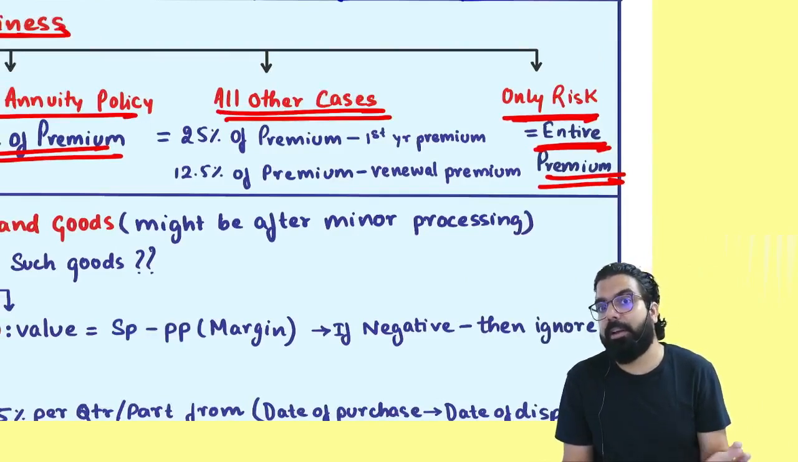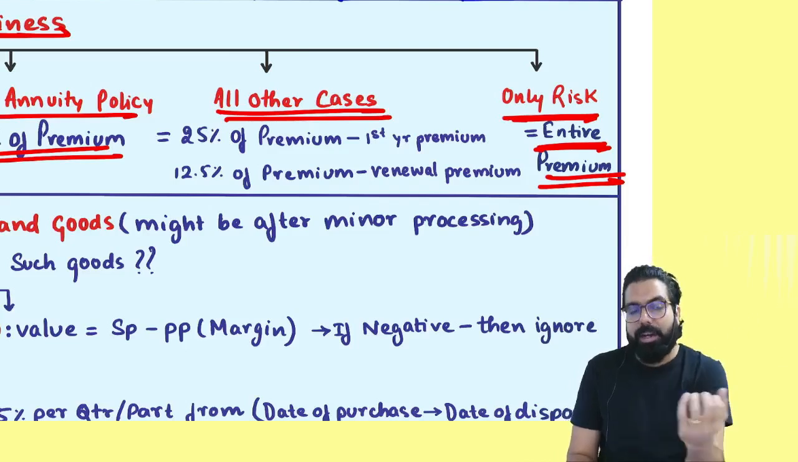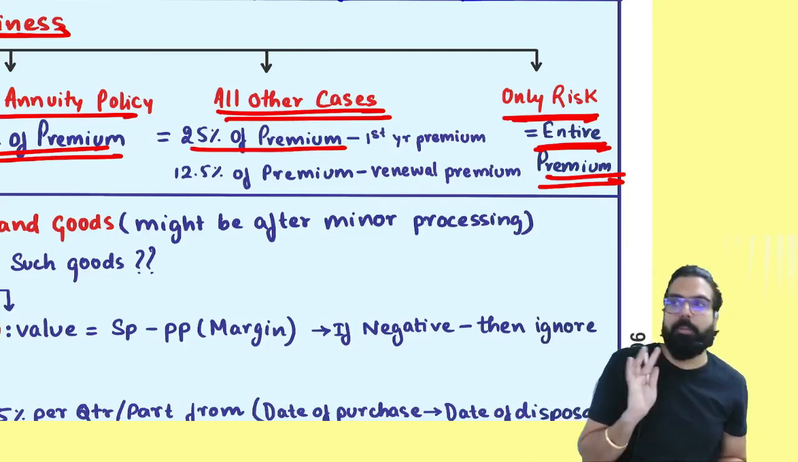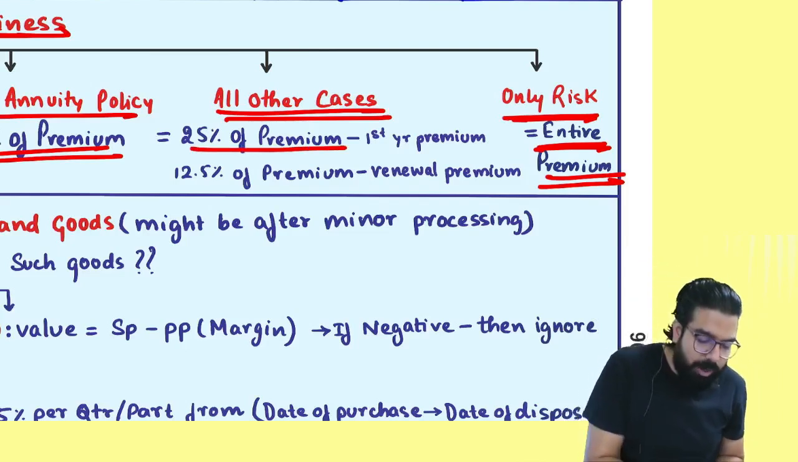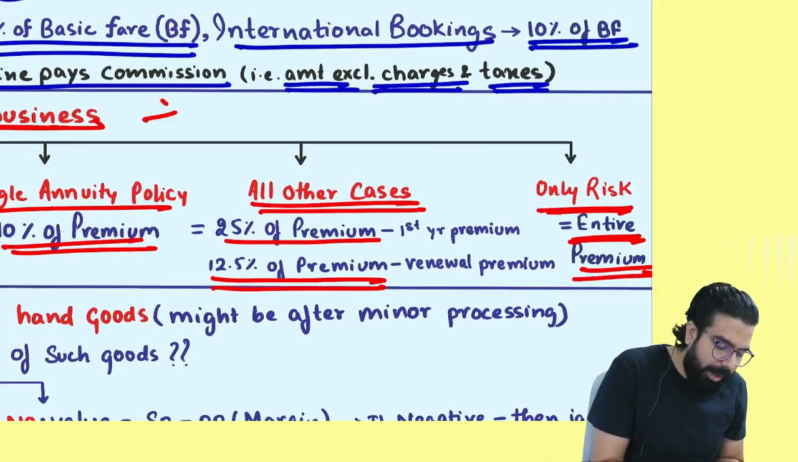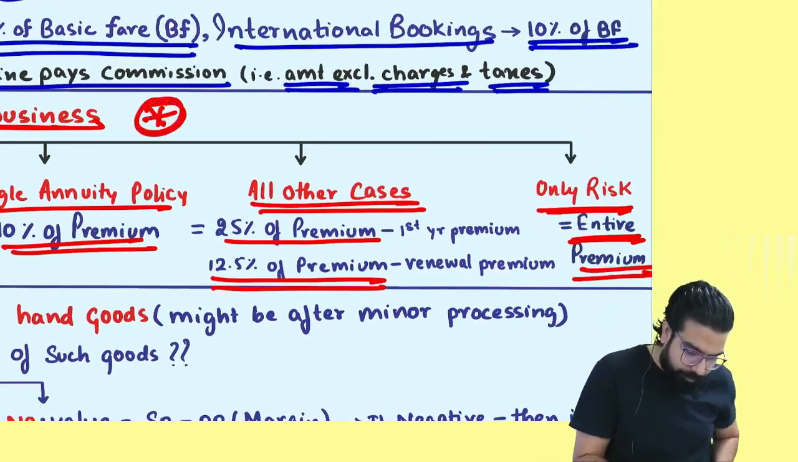Sir, in all other cases, basically where investment etc. is not told, I am an insurance company, I sold you the insurance, and collected the amount from you. Of that amount, 25% in the first year will be my value of supply. From the second year onwards, 12.5% will be my value of supply. This also you can mark and keep. It's a good one. A 2-mark small question can come.